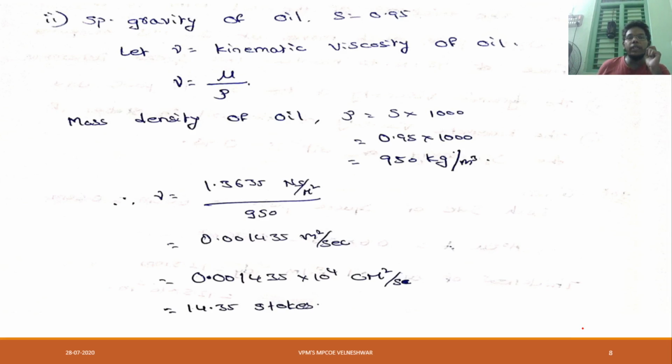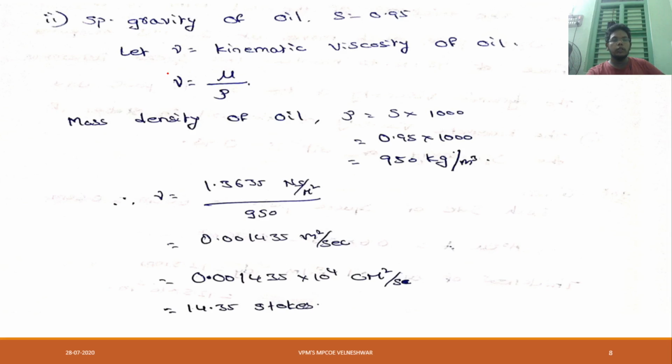Here we have the kinematic viscosity formula as mu upon rho. What is our kinematic viscosity formula? Just recall our lectures. We have taken dynamic viscosity and kinematic viscosity in different ways. So kinematic viscosity nu is equal to mu upon rho. Here rho is nothing but density. To find the density, we have the specific gravity value, that is 0.95. So density is equal to 0.95 into 1000, that is 950 kg per meter cube.